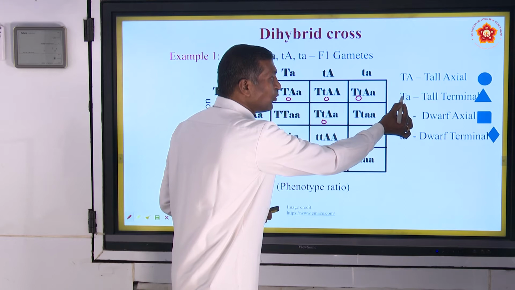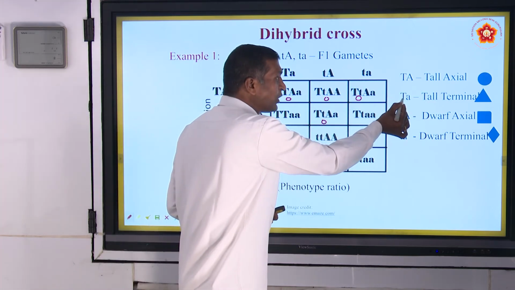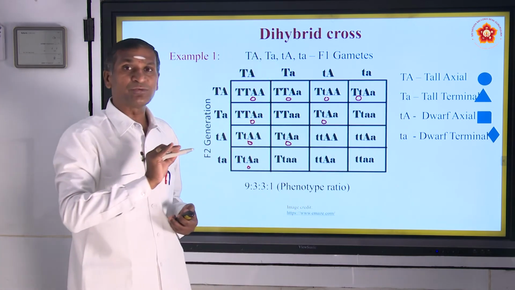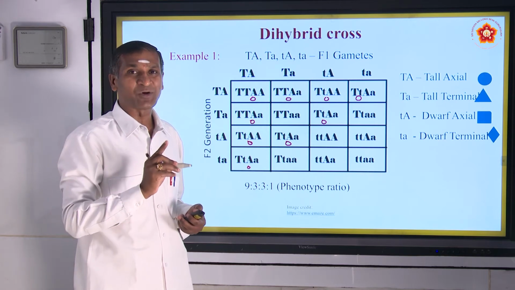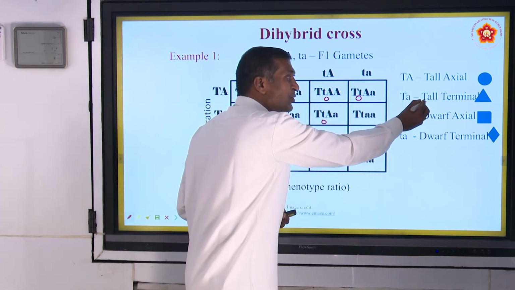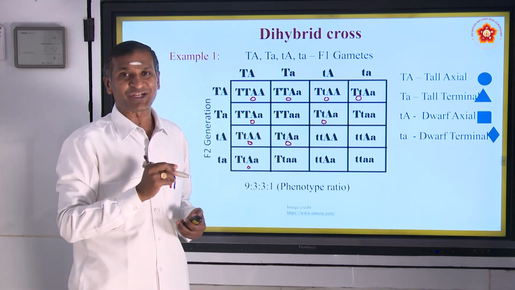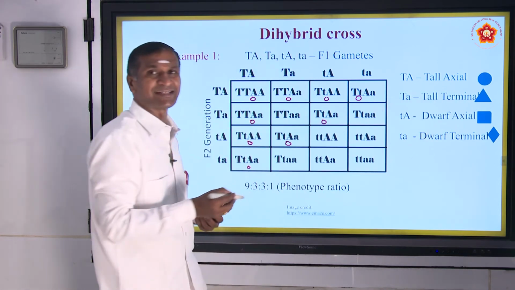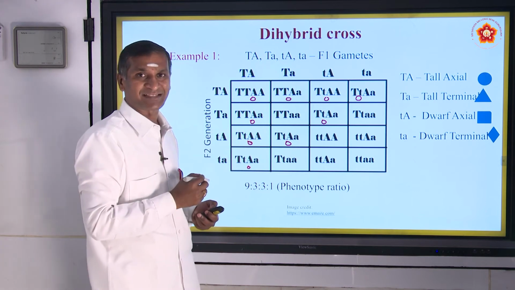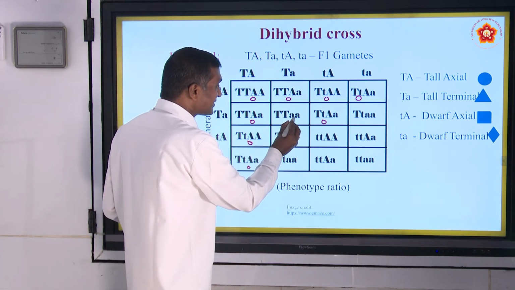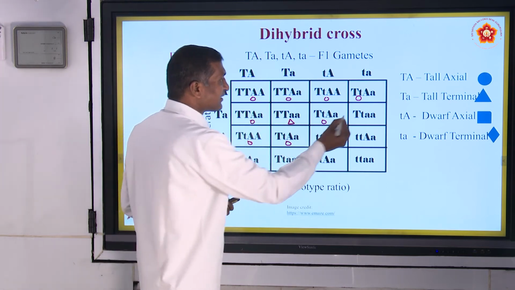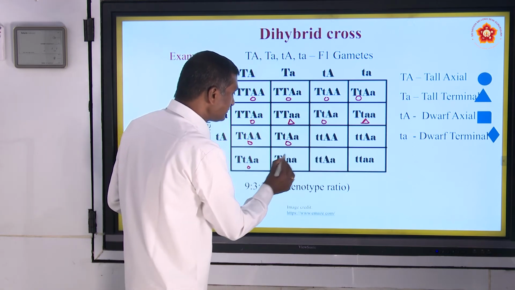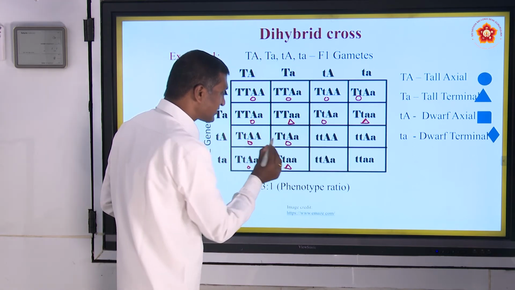Then if out of two T's you have only one capital T, no doubt it is tall. Out of two A's, we don't have capital A, we have small a. Then the plants are no doubt tall, but the flower position is terminal. For that we have used the triangle symbol for representing such plants. Capital T is there, but all small a's. So this is triangle.